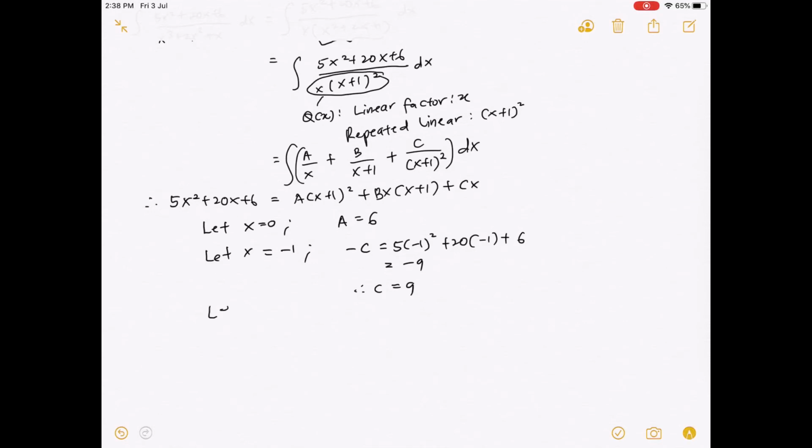And then lastly, to find b, I just choose x to be equal to 1. You can try any value of x, okay? But I choose x equals 1. Then I will have 1 plus 1 is 2, 2 to the power of 2 is 4. So 4a plus b times 1 is b, 1 plus 1 is 2, 2b plus c equals 31. So plug in, substitute the value of a equals 6 and c equals 9.